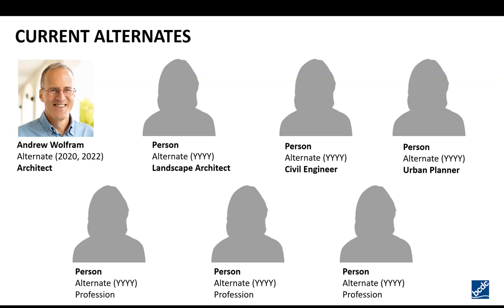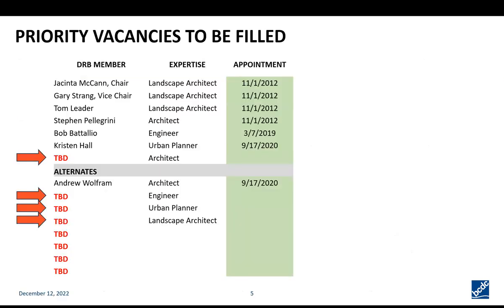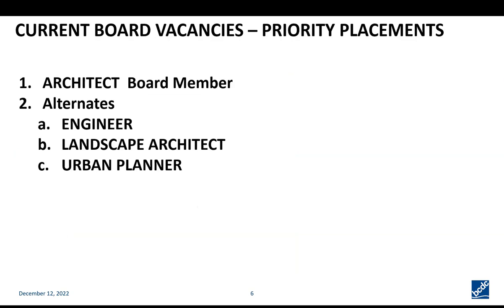At minimum, filling the architect board seat and then the landscape architect and civil engineer alternates meet the required minimums for the board, but I also recommend that we look for an urban planner for the alternates as well. And so this is just showing you that information in a slightly different way. You can think about these in a list. If you have names that come to mind for any of these positions, please email Ashley and we will work on beginning to compile the list.